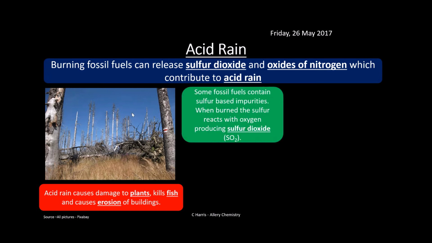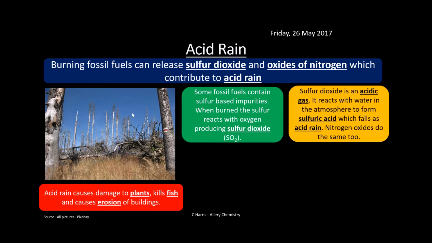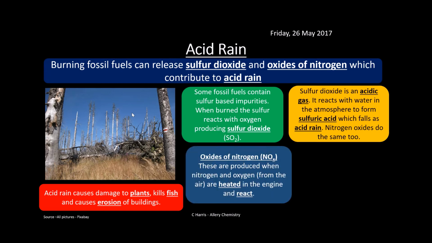Some fossil fuels contain sulfur-based impurities, and when burnt, the sulfur reacts with oxygen, which is naturally found in the air, and that produces sulfur dioxide. Sulfur dioxide is acidic, and it reacts with the water in the atmosphere to form sulfuric acid, which falls as acid rain. Oxides of nitrogen do the same, except they fall as nitric acid, which is again an acid, so it's acid rain.